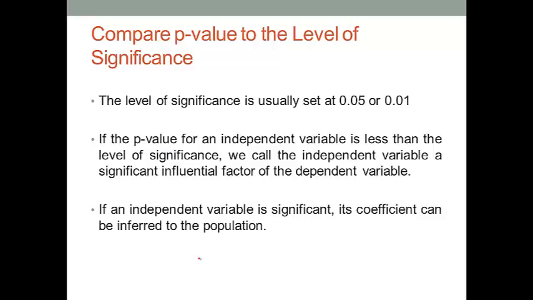Otherwise, it's not a significant influential factor, which means you cannot infer the population has the same relationship. Obviously, 1% is a criteria that is harder to pass, right? 1% is more stricter. That's why in medical research, if you want to develop some new medicine, some new drugs, you usually use a lower level of significance to make the criteria more stricter. But in business research, 5% is broadly used, broadly acceptable.